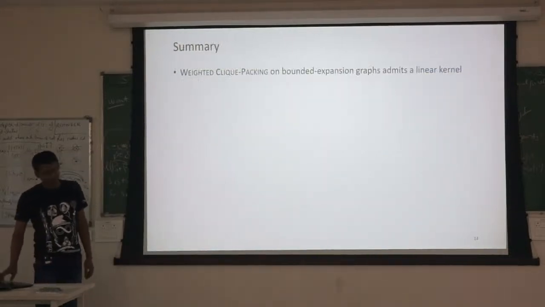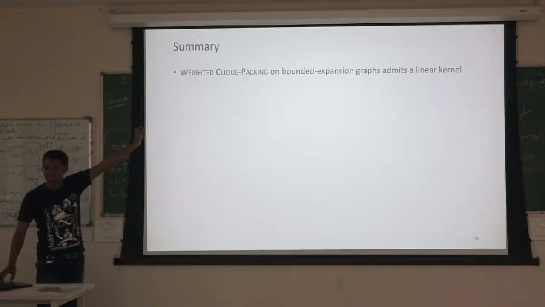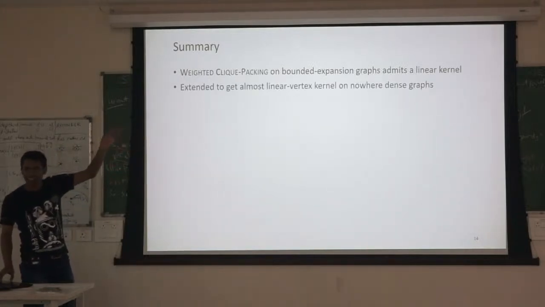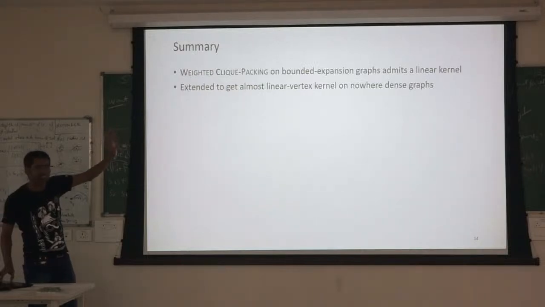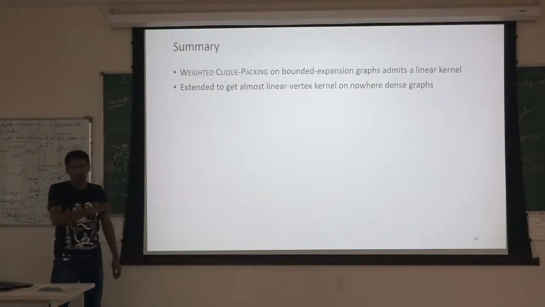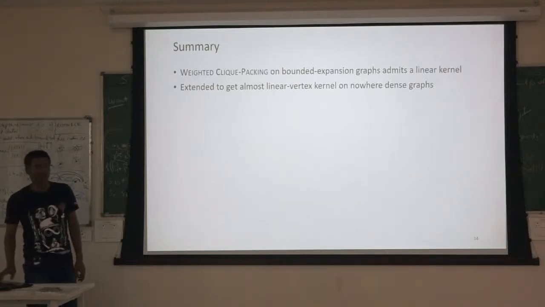So what we saw is that weighted clique packing on bounded expansion graph classes admits a linear vertex kernel. You just have to modify the statement of the sunflower lemma. Then it can also be extended to get an almost linear kernel. I didn't go into that because we also don't know much about the nowhere dense graph class for now, and it is a bit more calculation in terms of the 1 plus epsilon factor.